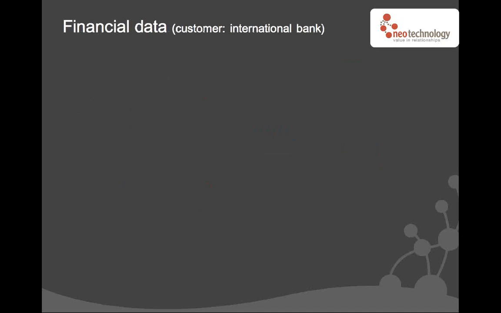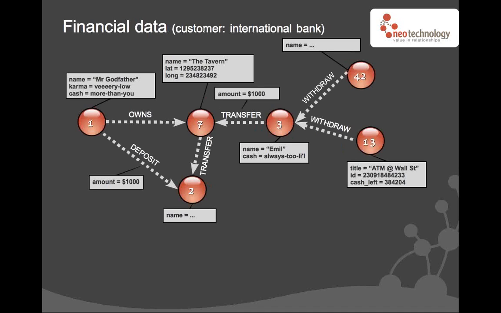Another example is financial data, fraud detection. This is what very large financial services firms want to know: assuming a number of transactions, like Emil withdrew cash from this ATM, Emil paid money to this restaurant, etc. A number of these kinds of transactions, figure out how money ended up from one place to a suspect.